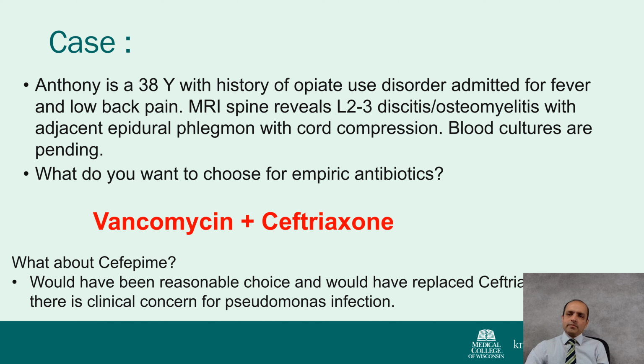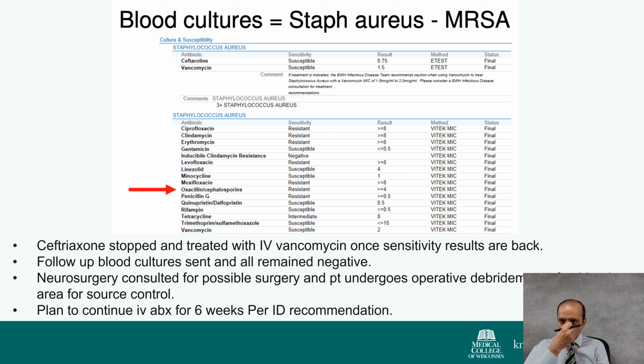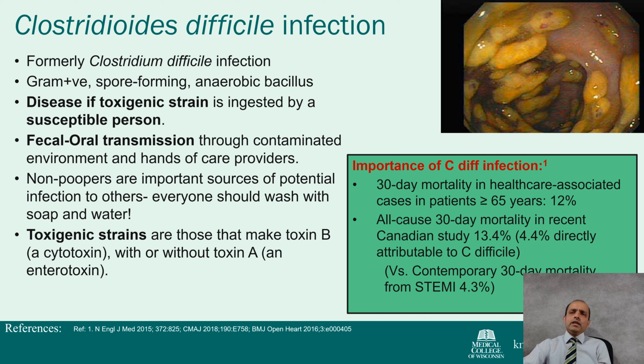So vancomycin and cefepime are both started, and then you wait for the culture report, and then look here, oxacillin resistant. So what is that? That is MRSA. So it turns out to be MRSA. So ceftriaxone was discontinued, and the patient continued on IV vancomycin. Then neurosurgery did operative debridement for source control, and the patient was given IV vancomycin for a total of 6 weeks per ID recommendation.